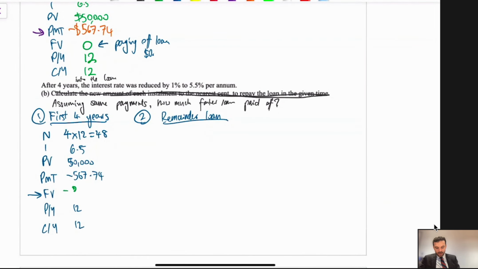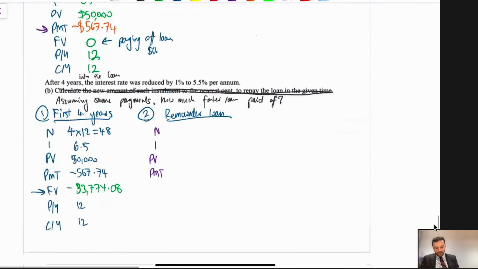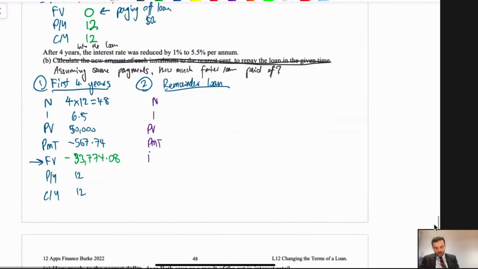So let's write that answer in: negative 33,774.08. Now let's move on to our next part of the loan. PV, PMT, FV, payments per year, and compounds per year. Now that FV becomes a new PV. It's still a loan, they still have that amount, so it switches back to positive. And they're still maintaining those same payments, but at a reduced interest rate. So you notice that this now is 5.5%.